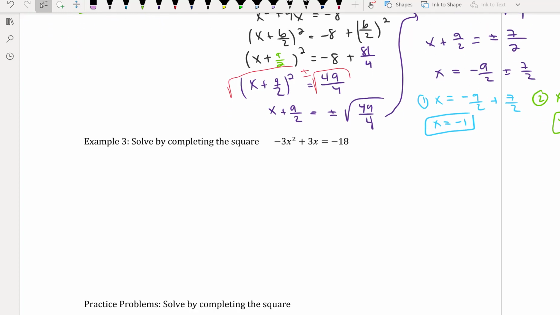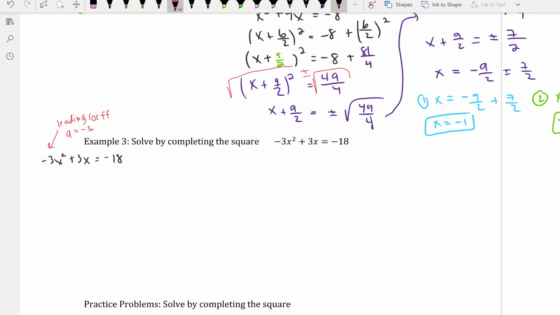And the third example is slightly different. And to make sure that I have enough room, I'm going to go ahead and start on the left-hand side. So I have negative 3x squared plus 3x is equal to negative 18. What's different about this one is that the leading coefficient is not 1. So my a value is equal to negative 3. That's not good, so I have to be careful. I need it to be a 1.